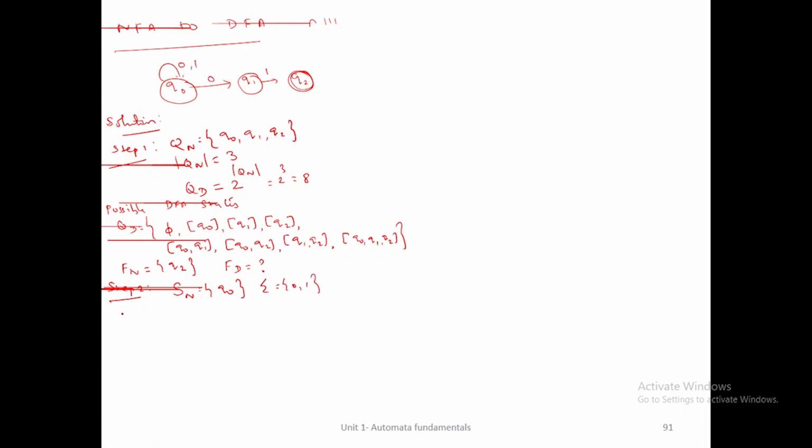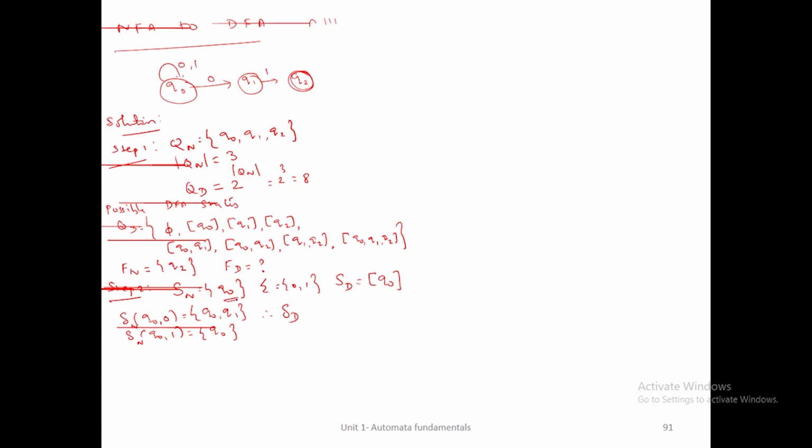So, you should calculate delta N of Q0, 0 and delta N of Q0, 1. These are all NFA states, so from the diagram you can easily write this. Q0, 0 means two states are there, Q0, Q1. Q0, 1 means Q0 is available. Therefore, the starting state of DFA is Q0.